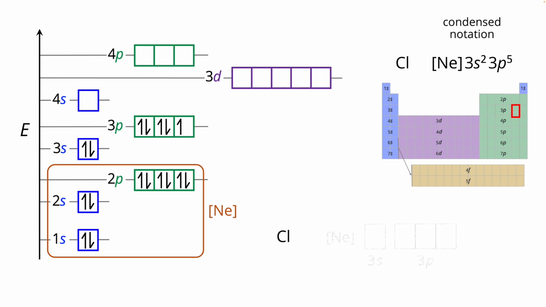And we write our orbital diagram as we've done before. Neon in brackets represents those filled inner shells. And then we fill in the subshells in the outer shell with boxes representing orbitals and half arrows representing electrons.